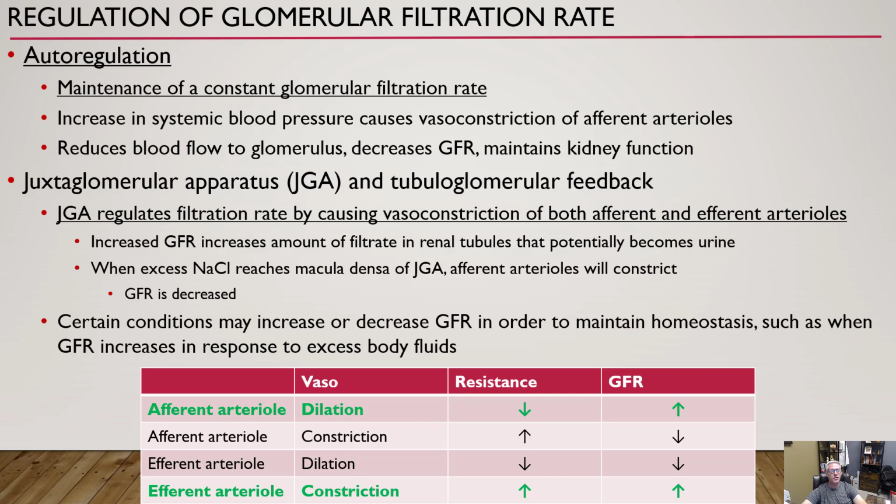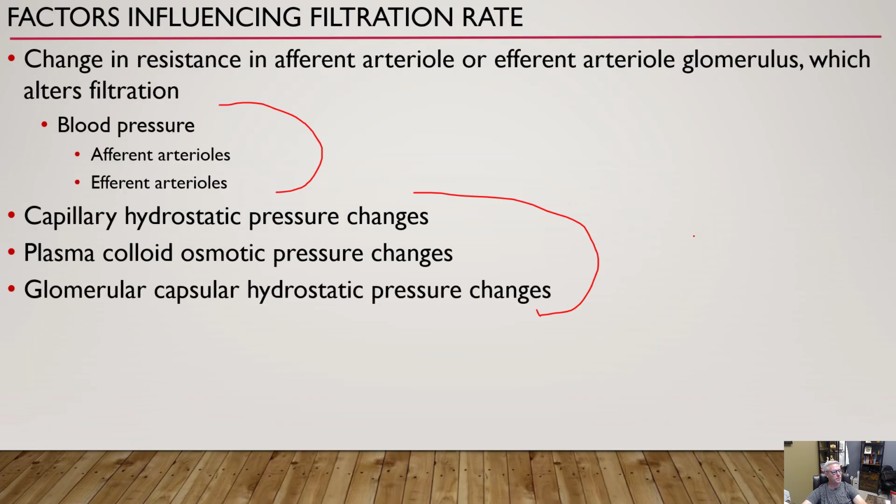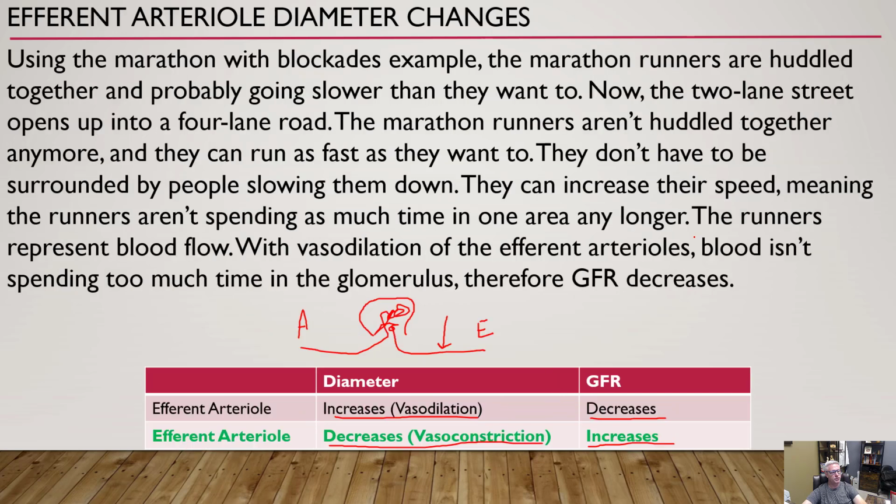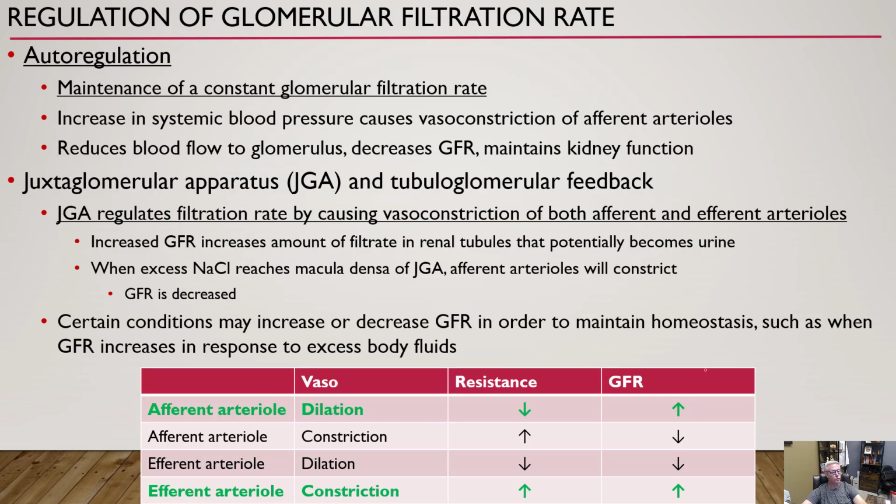Now the marathon runners that we looked at back here, this is just a repeat of that table. So if we vasodilate your afferent arterioles, we're going to increase our glomerular filtration rate. What we're doing actually is decreasing our resistance. If we vasoconstrict our afferent arterioles, we're increasing our resistance, we're decreasing our GFR.